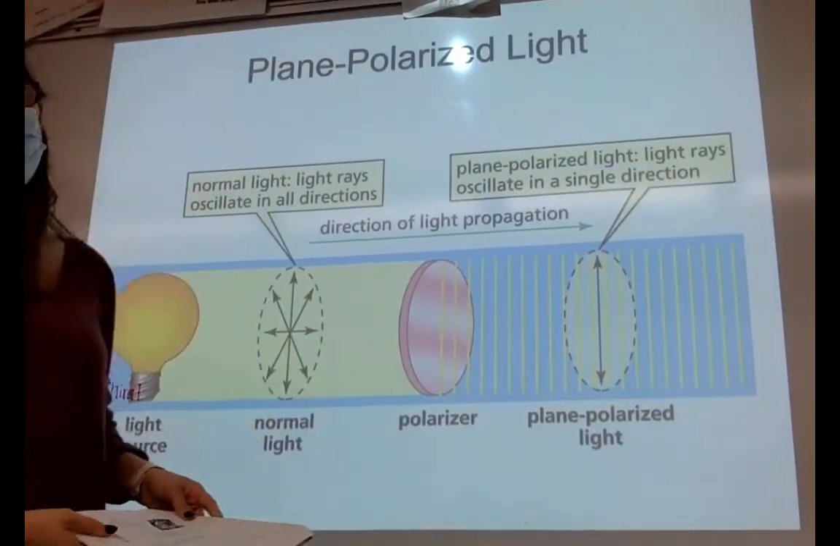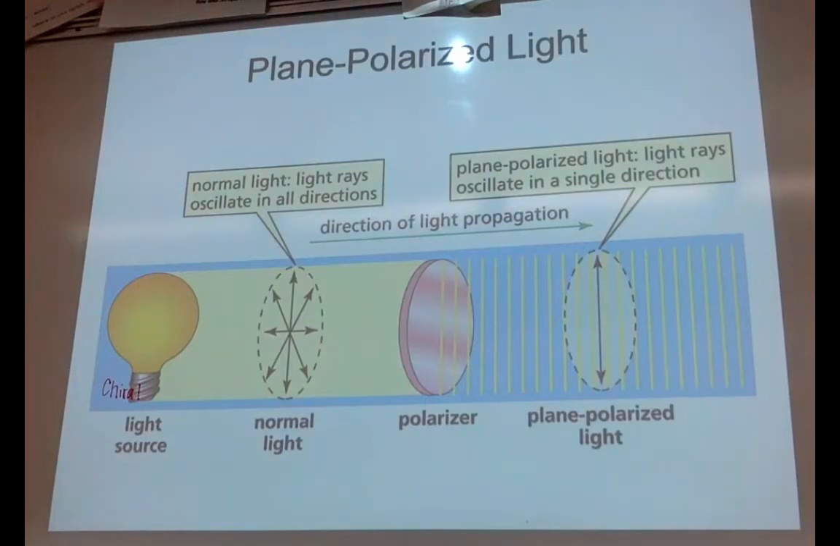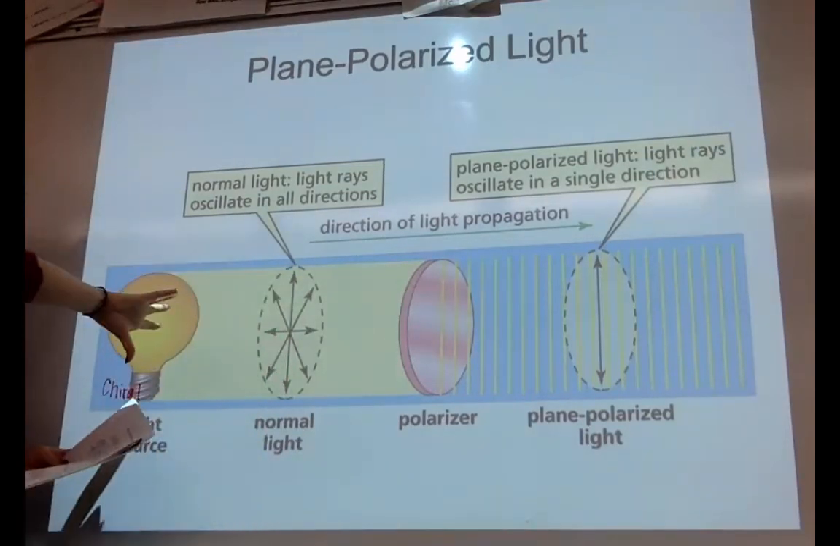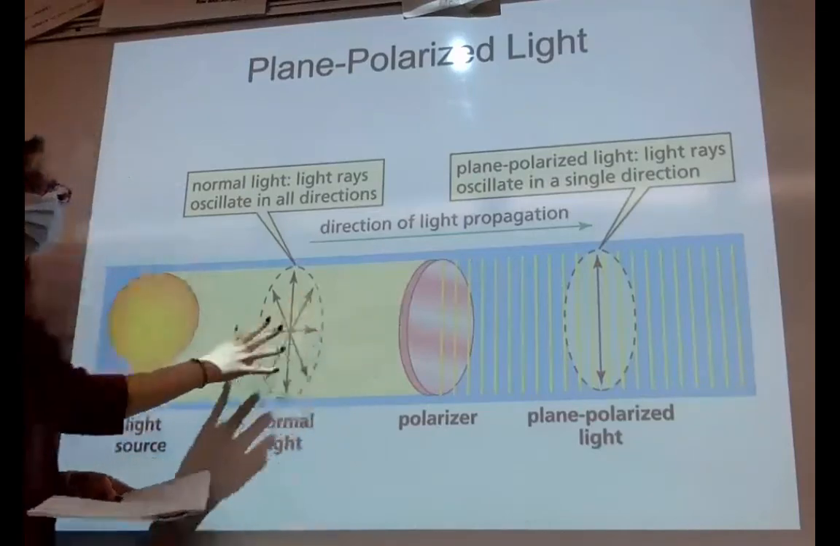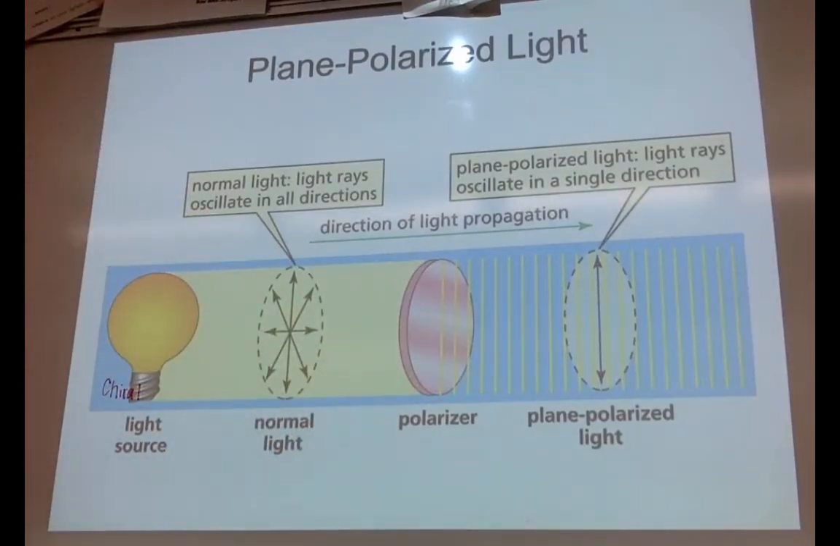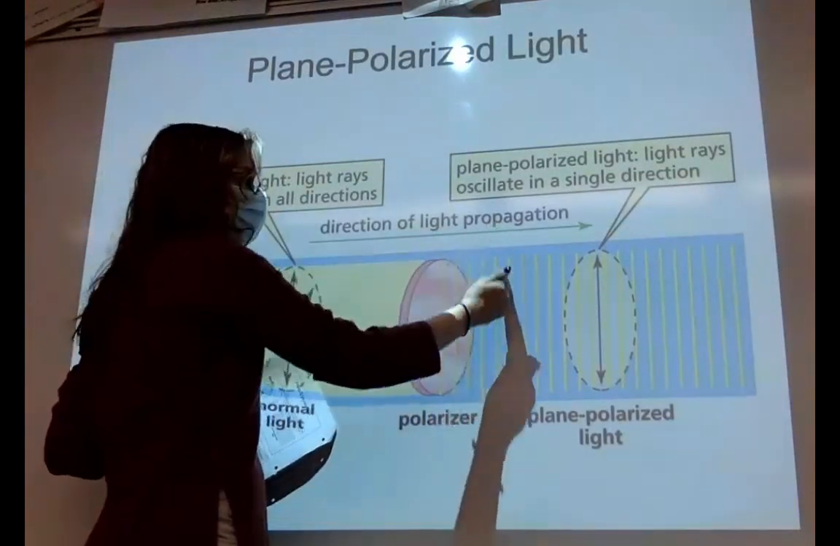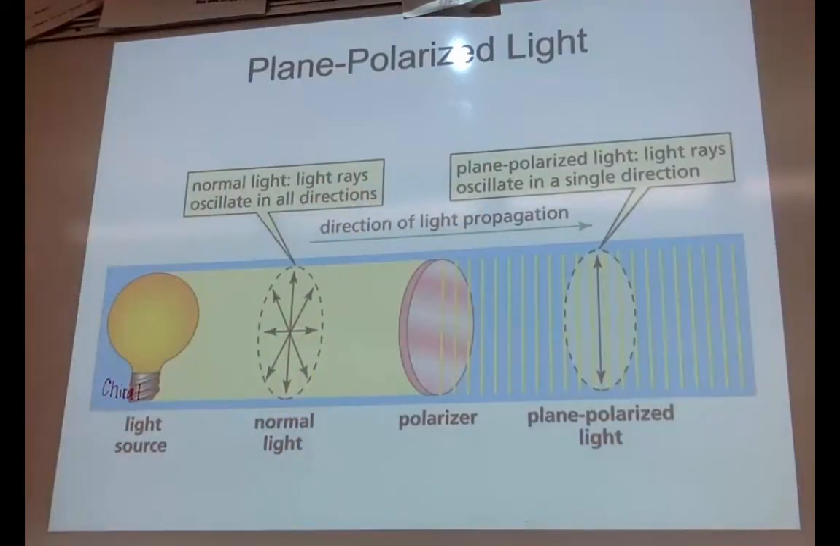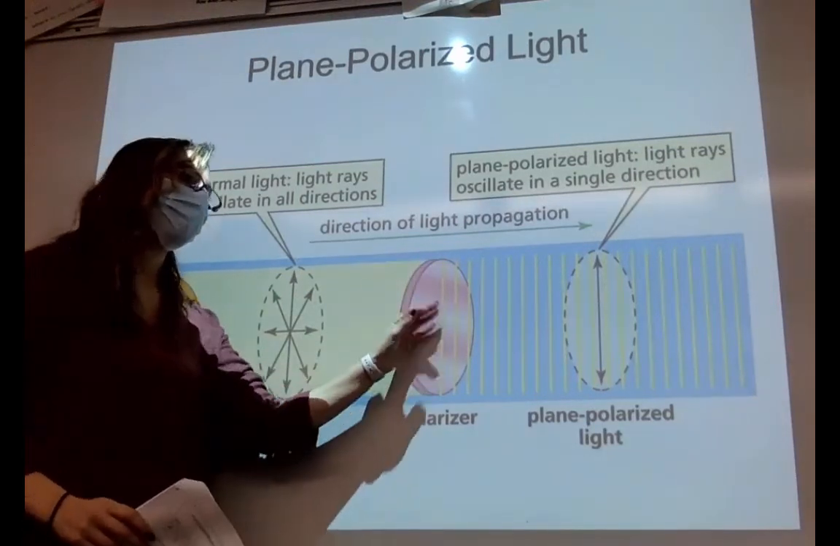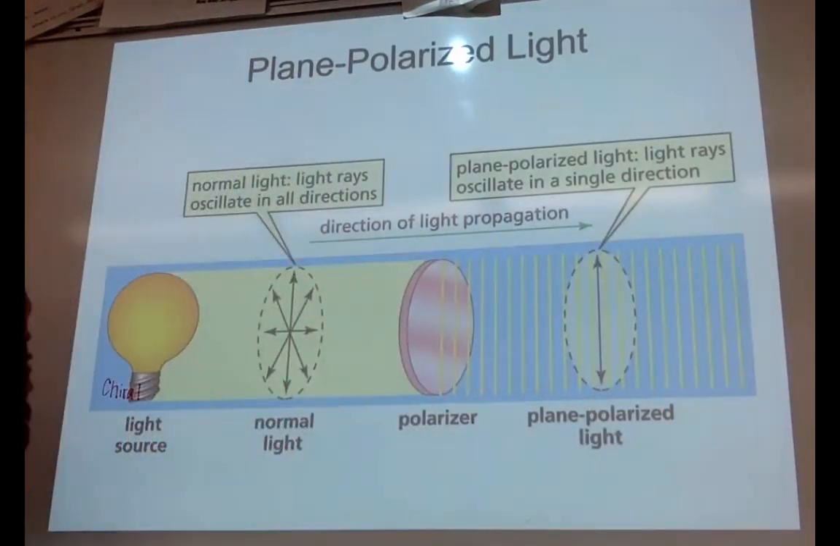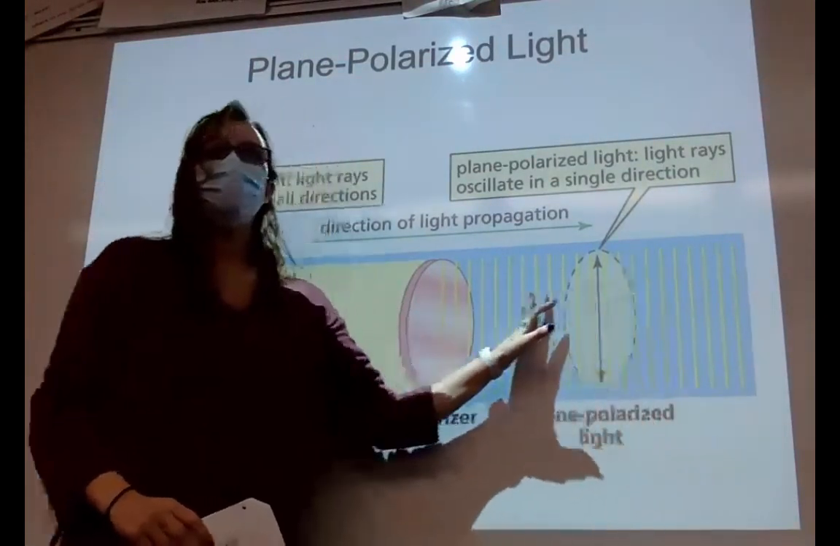The last thing that we'll probably talk about today, and then we'll finish this up tomorrow, is plane polarized light. I'm going to talk a little bit about what plane polarized light is, and then I'll tell you really what you need to know about it. Normal light oscillates in every direction. Plane polarized light is when you put it through a polarizer. It actually just shines in a single direction. So you have a light source, normal light's just going to shine, you put a polarizer here, and then it's actually just going to shine in a single direction. This is plane polarized light.